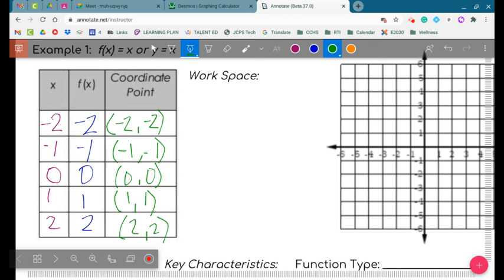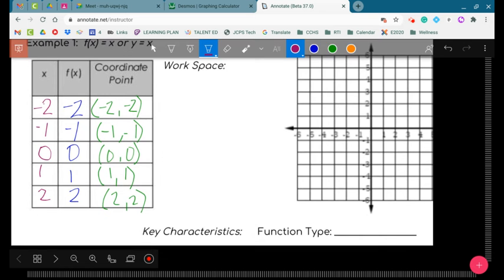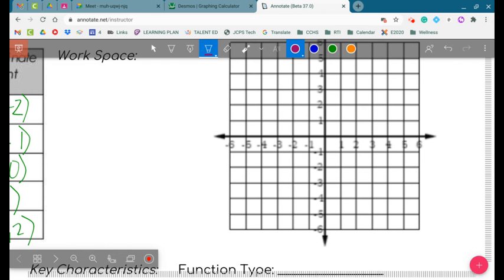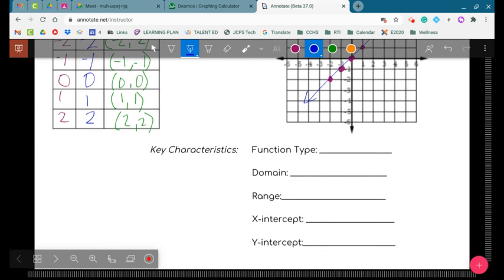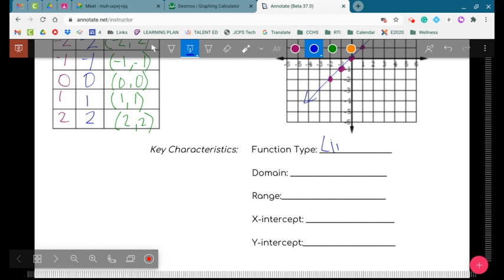So for this one there's really not much work. You won't have to really show your work for the parent functions because we hope you guys can get these memorized. Okay, and then graphing it. So we have -2, -2, -1, -1, 0, 0, 1, 1, and 2, 2. This was a linear line, so we knew it was going to be a straight line. So now we go down to our function type. This is linear.